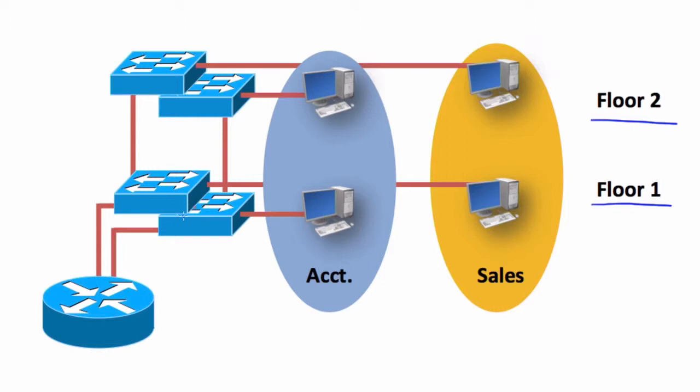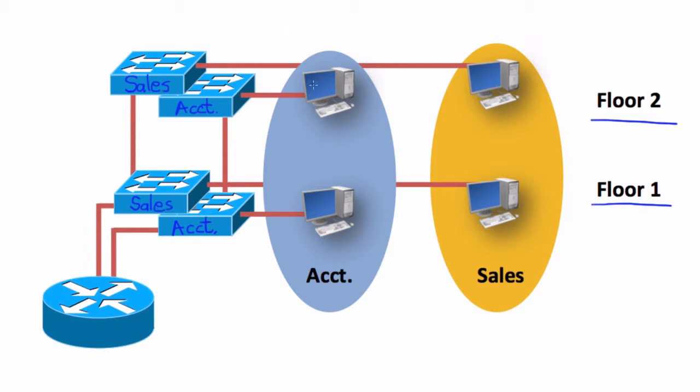If we were to put a switch in place of those hubs, this is what it would look like. Let's say this switch is a sales switch on floor 2, and this is an accounting switch on floor 2. We've got a sales switch on our first floor, and we've got an accounting switch on our first floor. Let's take a look at how traffic would flow in this network.